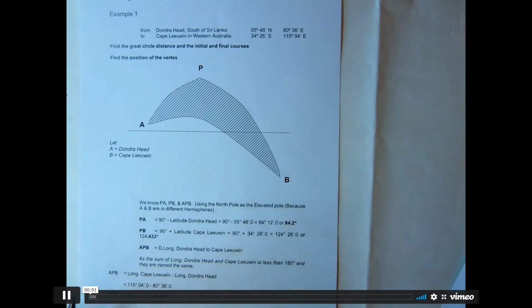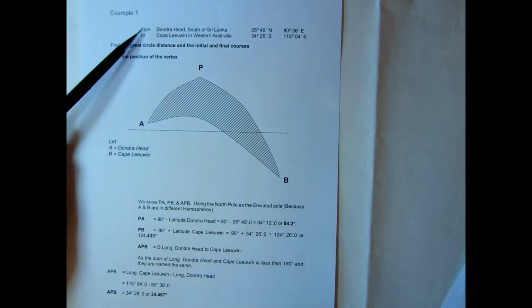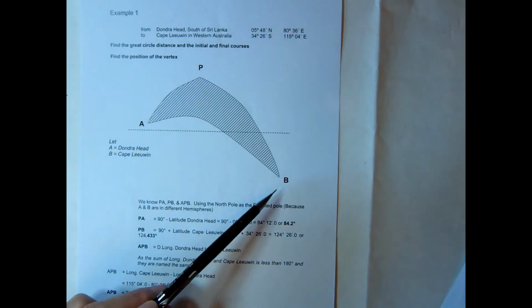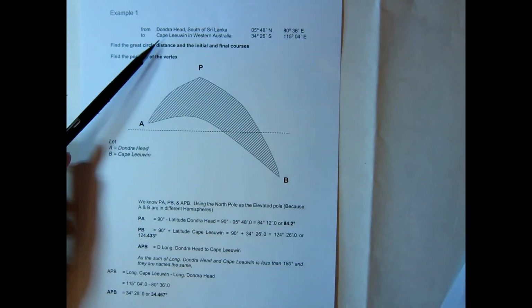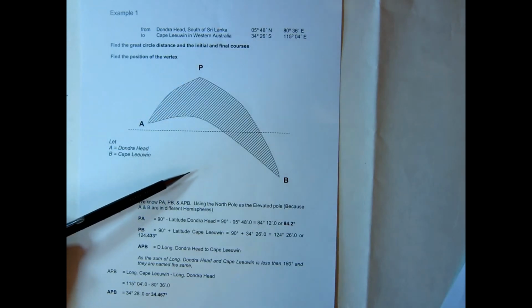Okay, we'll look at an example here of a great circle where we're having to calculate distance, initial and final courses, and the vertex. And we're going from position A, which is Dunderhead, to position B, which is Cape Lewin. And we're going from the northern hemisphere to the southern hemisphere.